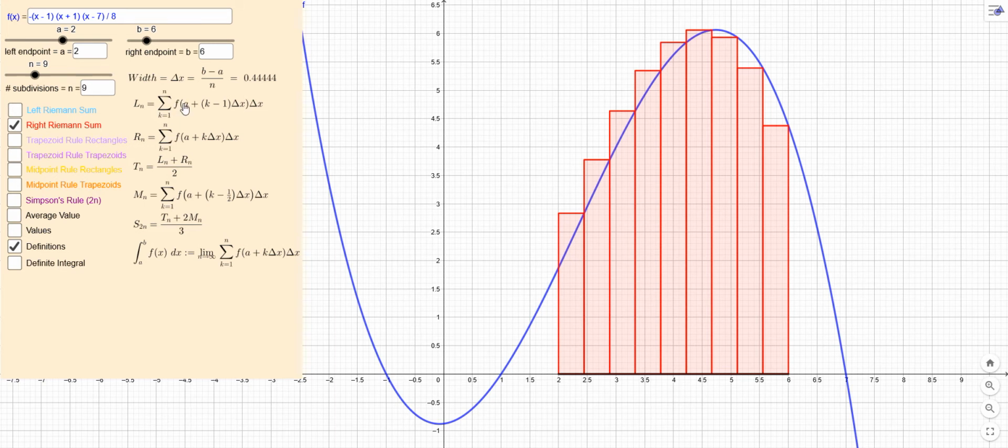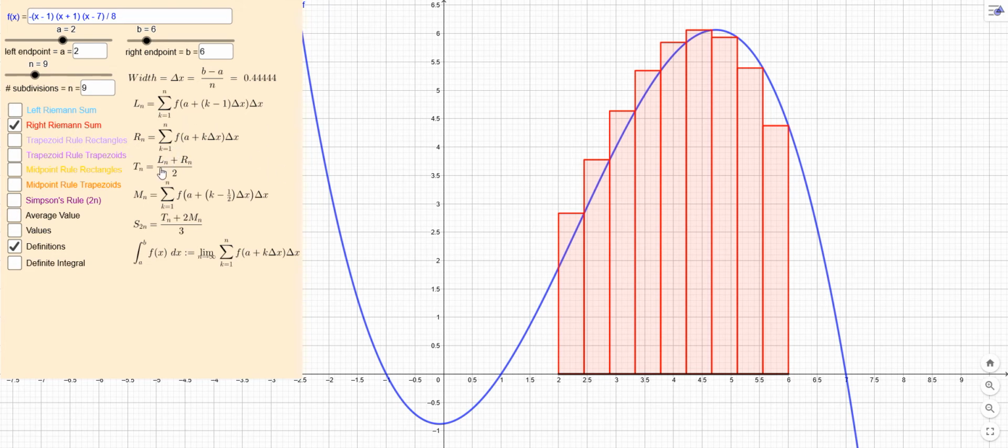Similarly, for the left Riemann sum, it's the same thing. Sum from k equals 1 to n is delta x times an f value. But this time we want to be at the left side, so to do that, we do k minus 1 delta x's. So if k is 1, that's 0 delta x's plus a, starts you at the left side. If k is 2, that's 2 minus 1 is 1 delta x plus a, puts you at the left side of the second interval, and so forth.